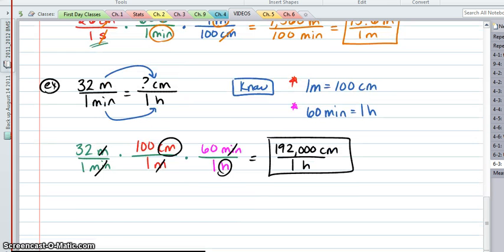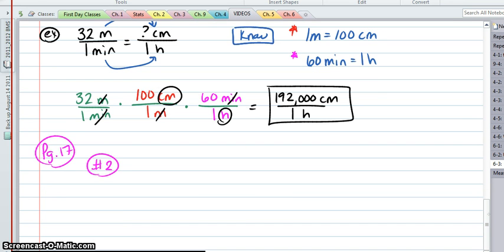Okay. What I'd like you to do now is to go ahead and look at page 17, and we are going to do number 2 together. Not all conversions are as intricate. So here we have giant pandas. They can spend up to 16 hours a day eating bamboo. How fun. We want to know how many minutes per day is this?